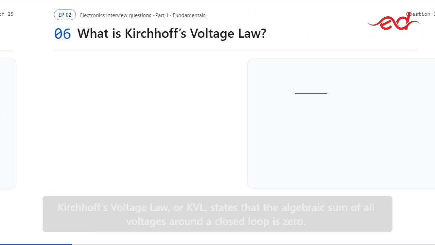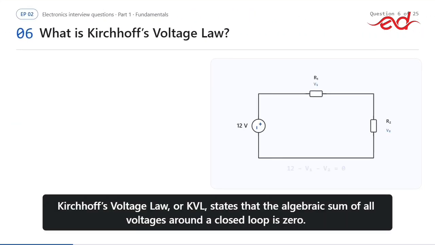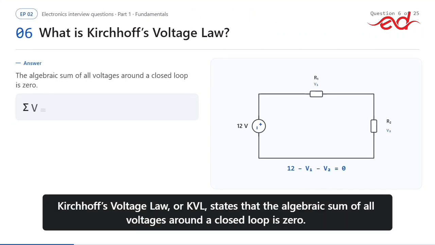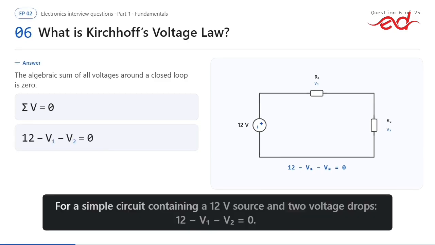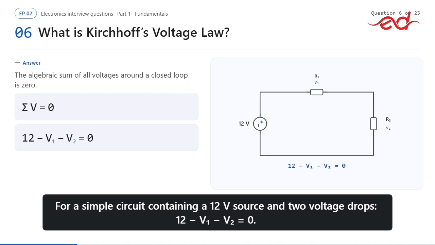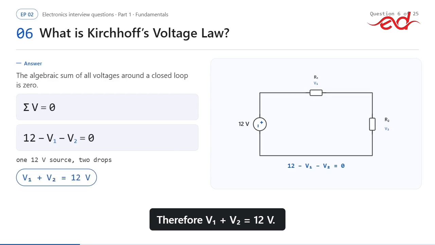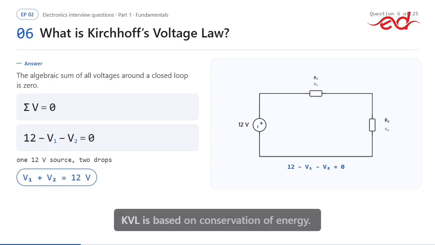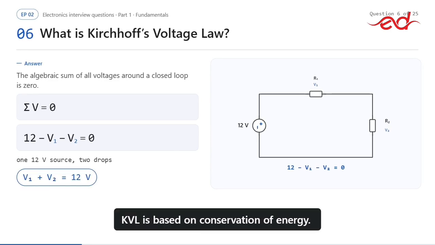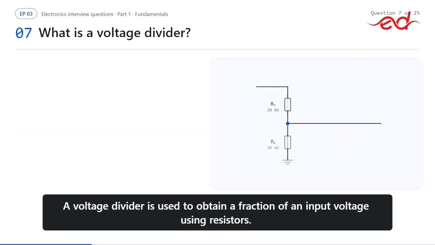Now coming to the next question, what is Kirchhoff's voltage law? Kirchhoff's voltage law or KVL states that the algebraic sum of all the voltages around a closed loop is going to be zero. The summation of all the voltages around the closed loop is going to be zero. For a simple circuit containing a 12 volt source and two voltage drops, 12 minus V1 minus V2 is equal to 0, then V1 plus V2 is going to be 12 volt. KVL is based on the conservation of energy.